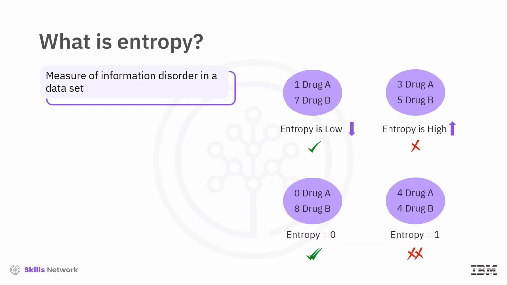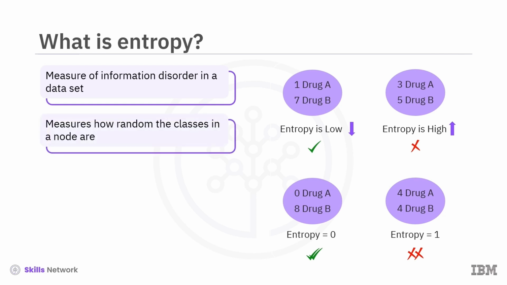Entropy is the measure of information disorder, or randomness in a dataset. It measures how random the classes in a node are, or how uncertain the feature split result is. In decision trees, you look for trees that have the smallest entropy in their nodes. You can calculate the entropy of a node using the entropy formula, where PA and PB are, respectively, the proportions of drug A and drug B patients in the node.